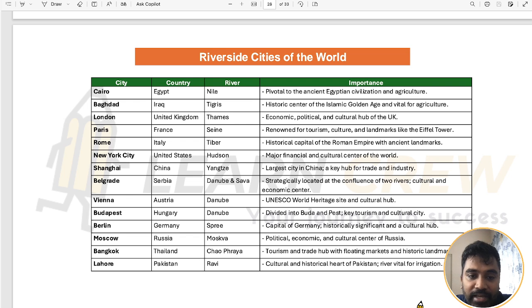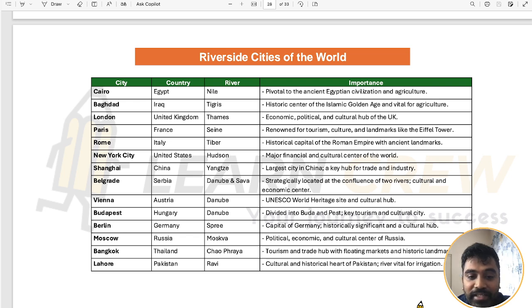Next we have the Thames river in London, UK. The capital of the UK was historically known for trade and commerce across this river, in the city of London. Next we have the Seine in Paris, France. Paris is known for its cultural landmarks and romantic river cruises. Whenever you see a river in Paris in a movie, it's this river called the Seine. So remember it, Seine. It is the river associated with the city of Paris.